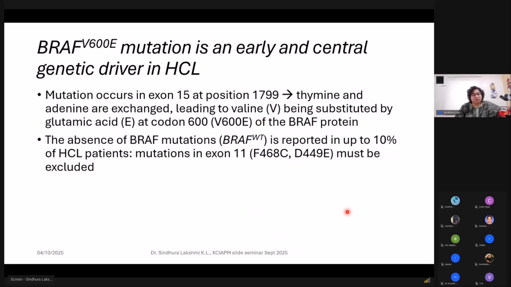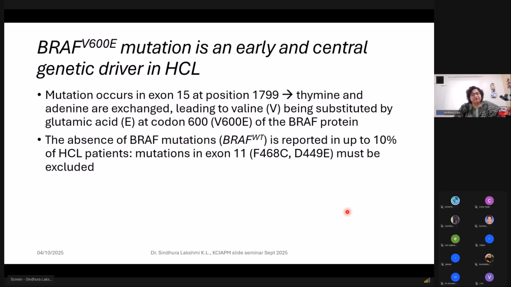Now, BRAF V600E mutation is central for the diagnosis of HCL. This occurs at exon 15 at position 1799, where thymine and adenine are exchanged, leading to valine being replaced by glutamic acid. This mutated protein in turn activates the MAP kinase pathway, leading to downstream effects.